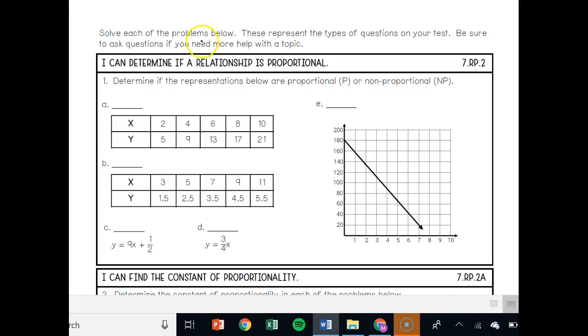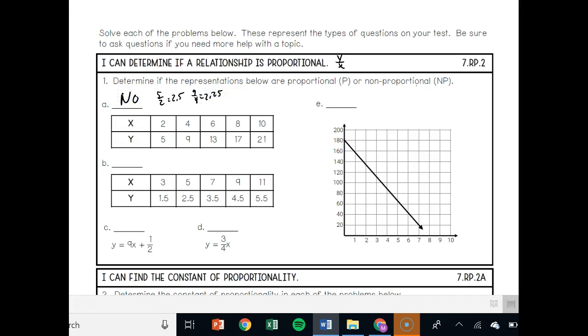So it says solve each of the problems. These represent types that could be on your test/quiz. Be sure to ask questions if you need help with the topic. So the first one was, I can determine if the relationship is proportional. So let's remember, for A, I have to have a constant of proportionality. So remember, this is something y over x, right? So I'm dividing not 2/5, but 5/2. So 5 divided by 2 is 2.5, right? 5/2 is 2.5. 9 divided by 4 is 2.25.